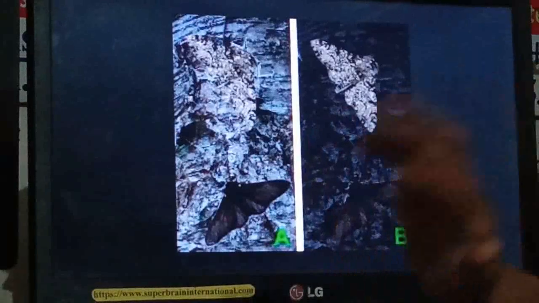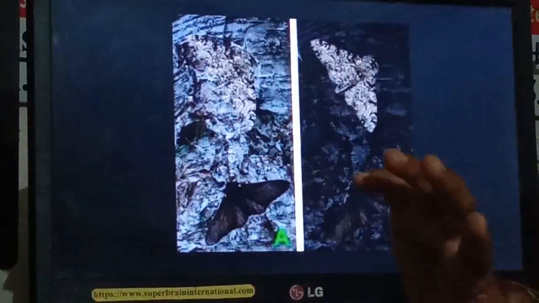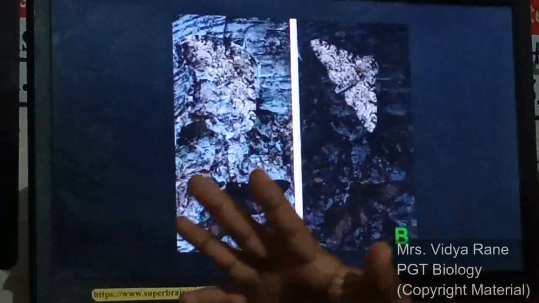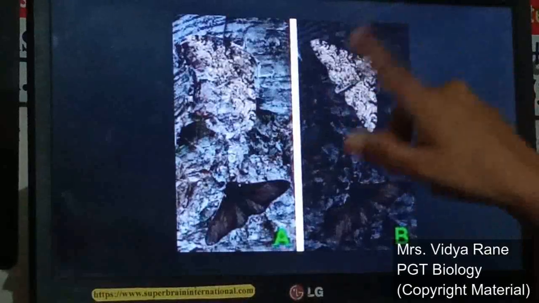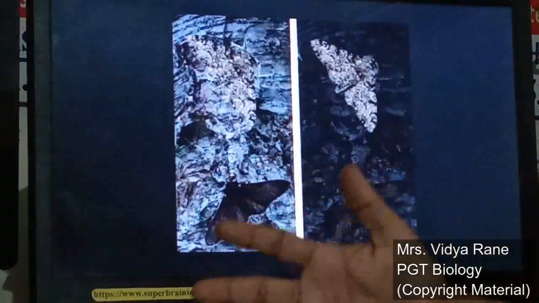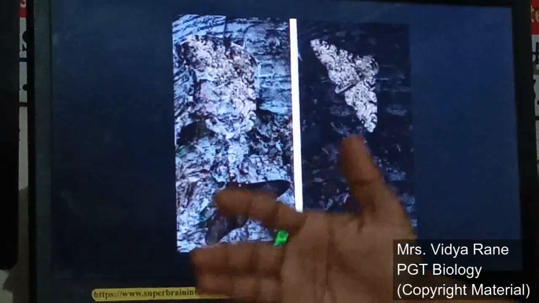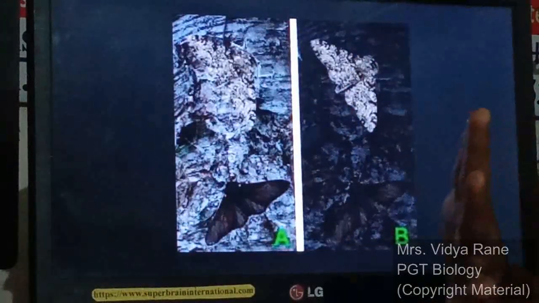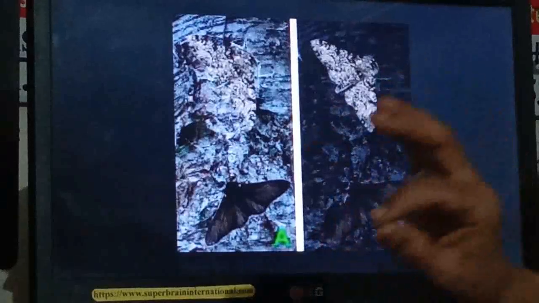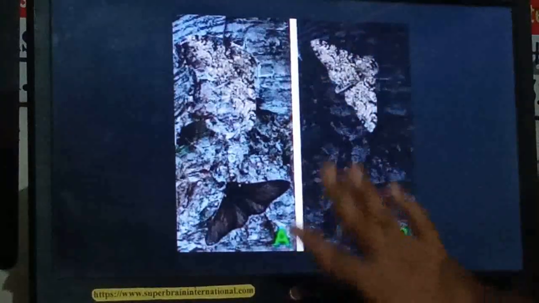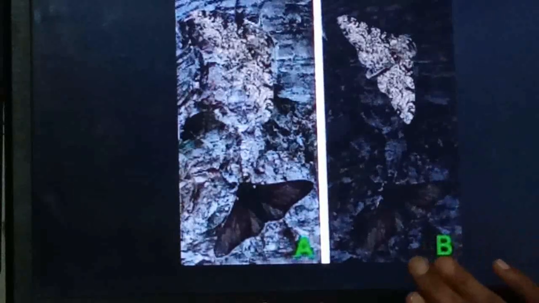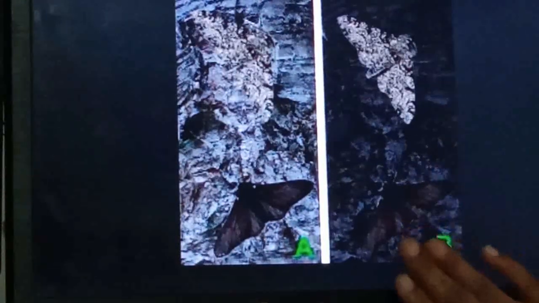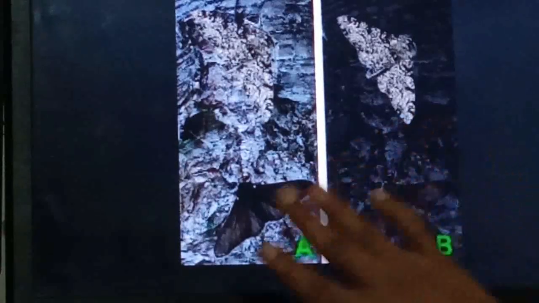After some days, when industrialization increased in that area, the smoke and carbon particles released from those industries started to get deposited on the tree trunk. Pollution increased, and as the pollution increased, the lichen automatically got discarded, right? And as these soot and carbon particles got deposited on the tree trunk, the tree trunk became a little bit blackish in color.